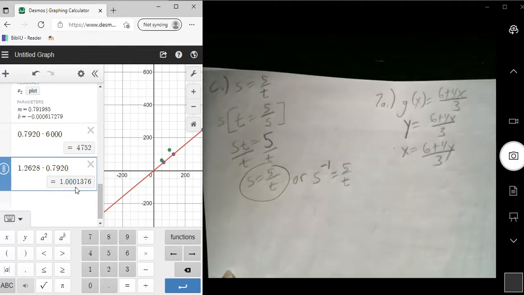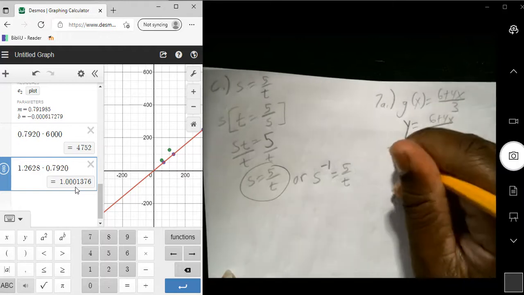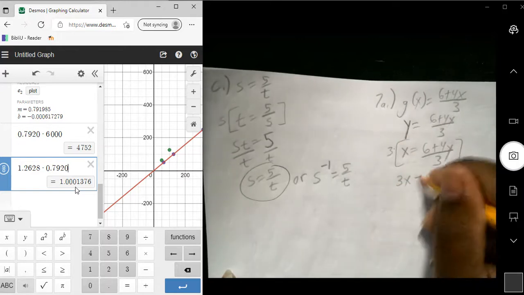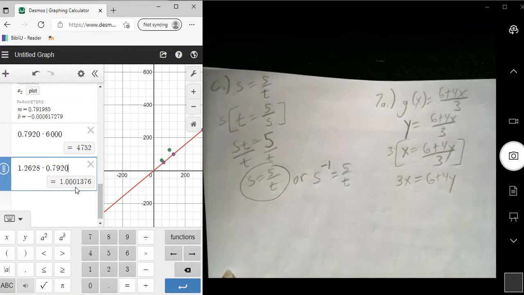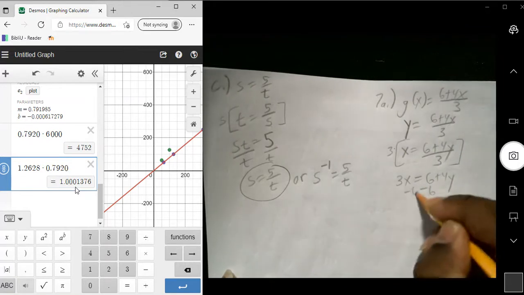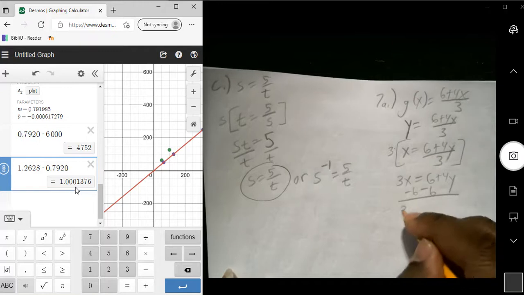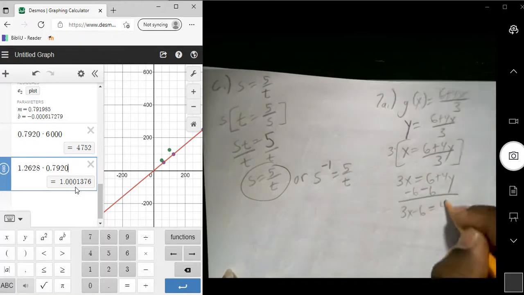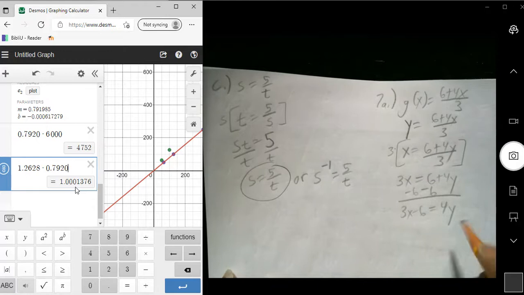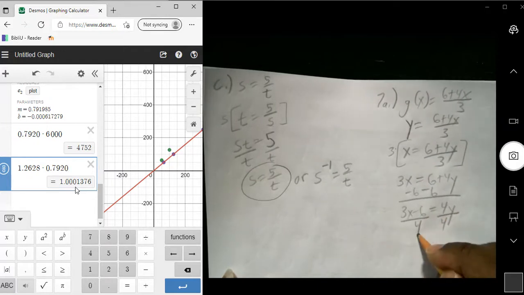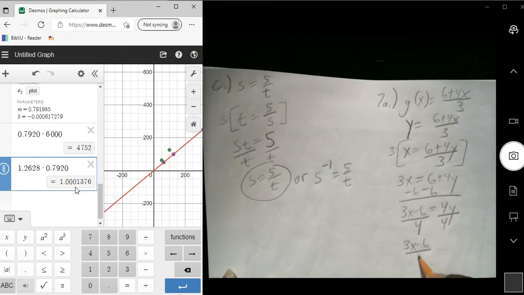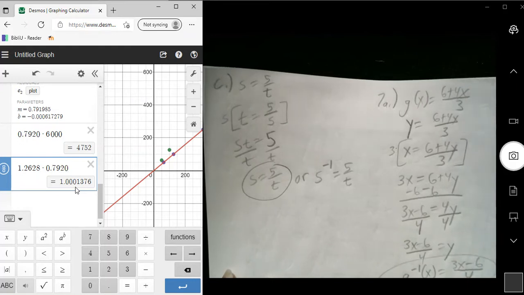Now we need to get y by itself. So we can multiply everything by 3. It'd be 3x is equal to 6 plus 4y. We can subtract 6 on both sides. And we have 3x minus 6 is equal to 4y. Divide each side by 4. And you have 3x minus 6 over 4 equals y. Now we're going to write that using g. So it'll be g inverse of x is equal to 3x minus 6 over 4. So that is the inverse.